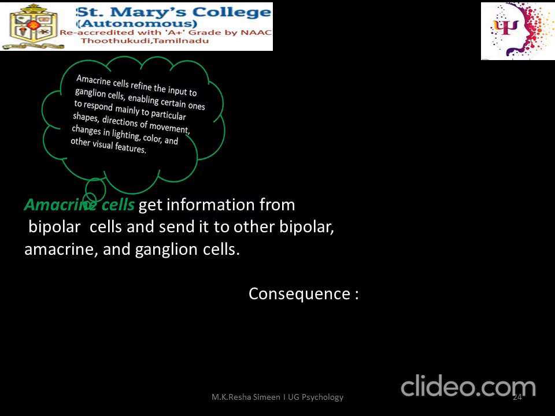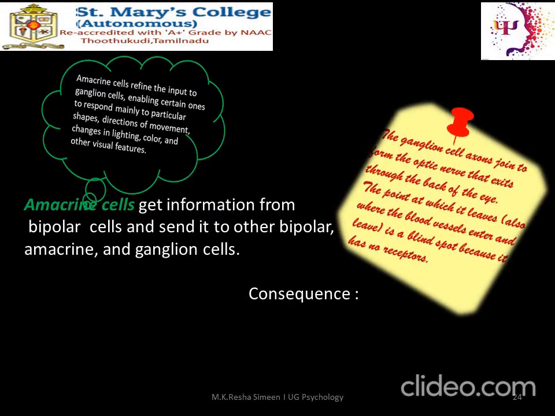One consequence of this anatomy is that light passes through the ganglion, amacrine, and bipolar cell route to the receptor. However, these cells are transparent and light passes through them without distortion. A more important consequence is the blind spot. The ganglion cells' axons join to form the optic nerve that exits through the back of the eye. The point at which it leaves is a blind spot because it has no receptors.